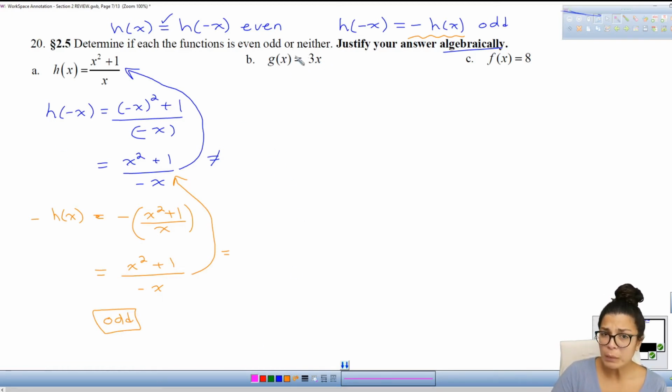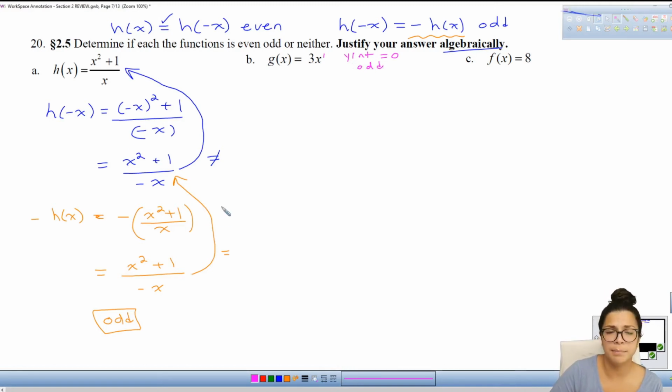So looking at part B, it is linear, right? Y equals something times x. The power is 1, so this is a linear function. Notice this is a linear function with a y-intercept of 0, which would mean that it is odd. So just by knowing that, I know that this function is odd.